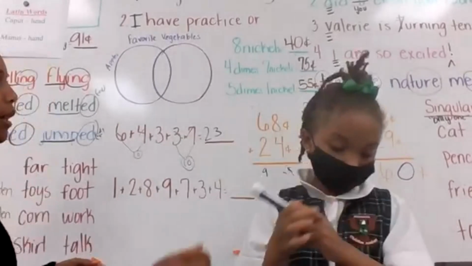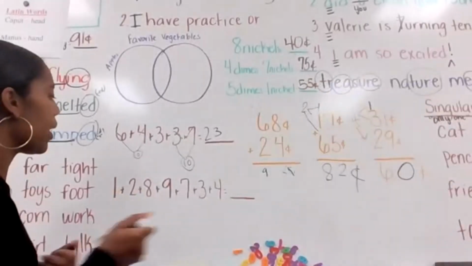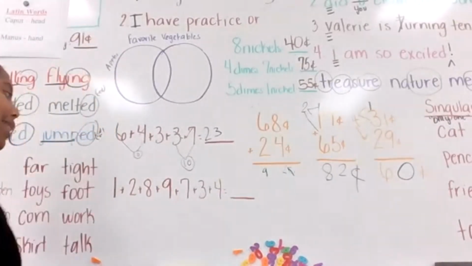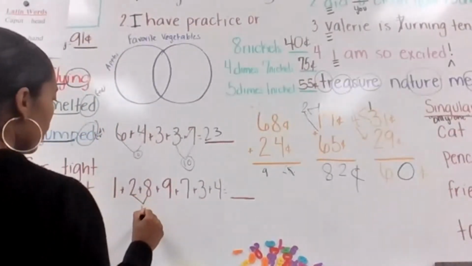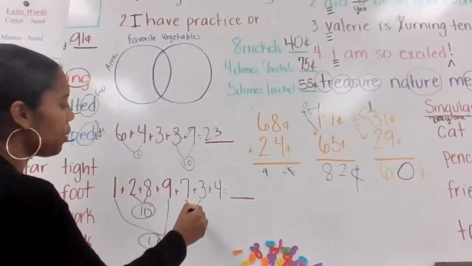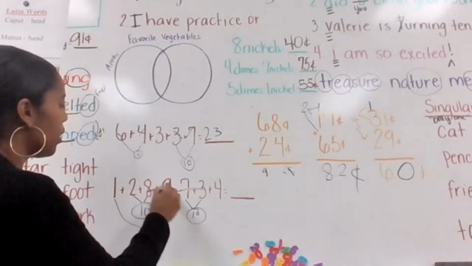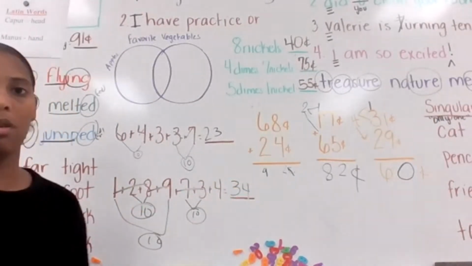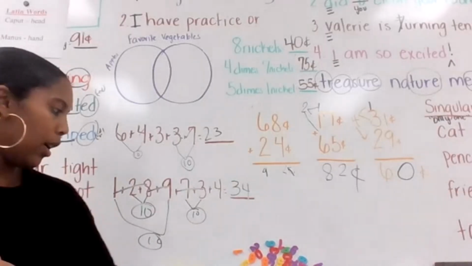Yes. All right, let's look at our second one. So we have 1 plus 2 plus 8 plus 9 plus 7 plus 3 plus 4. So we start with connecting our tens. We have 2 and 8 is 10. Then we have a 9 and 1 make 10. 7 and 3 make another 10. That's it. So we have 10, 20, 30 plus 4 makes 34. So we got all of these right.